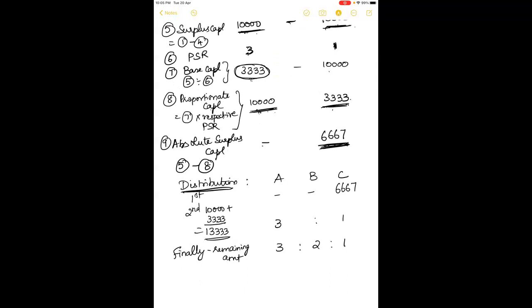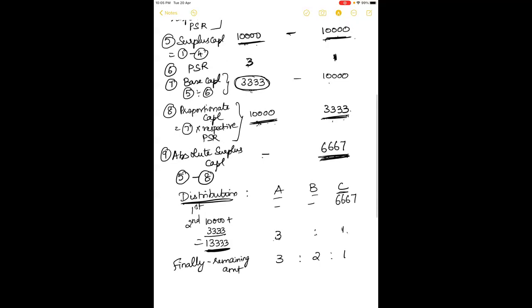So here I have just shown you a distribution method for A, B and C. First, whatever we get to the tune of 6,667, payment has to be made to C. Unless we pay C, nothing can be given to A and B. Once 6,667 is settled, then we go for settling A and C in the ratio of 3:1 up to the tune of 13,333. That is this 8th step, the new proportionate capital. Once this 13,333 is settled in the ratio of 3:1, any remaining realization can be used for settling A, B and C in the ratio of 3:2:1.